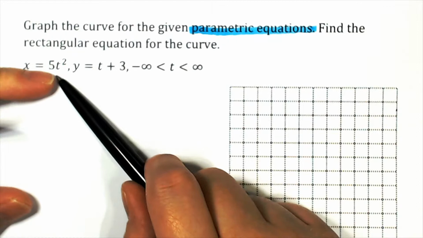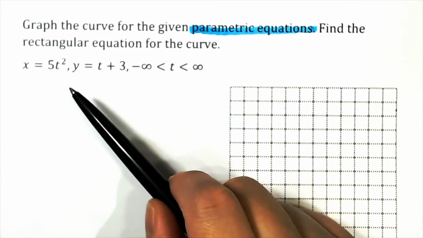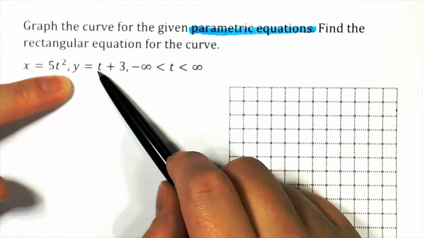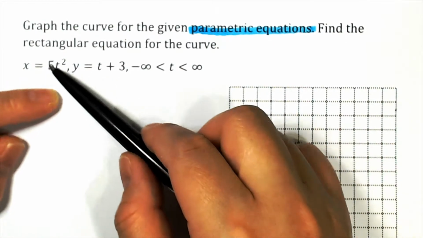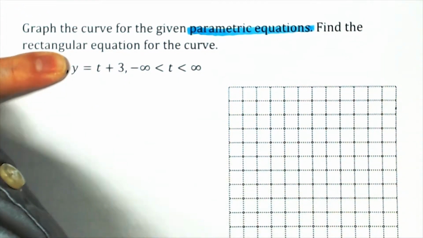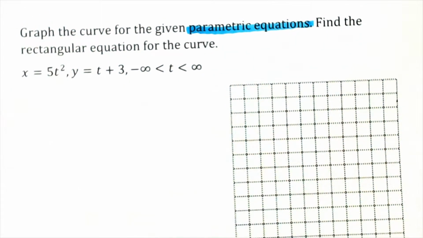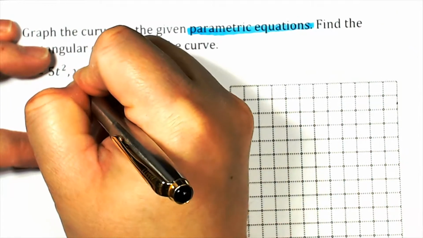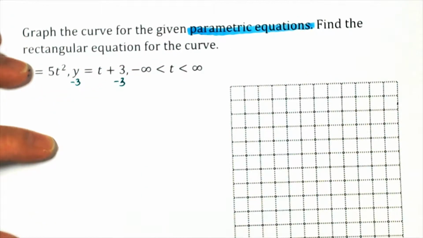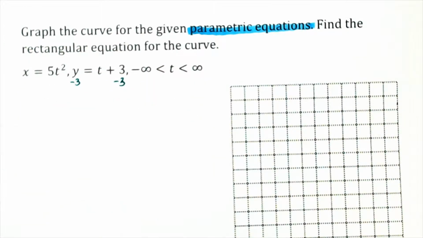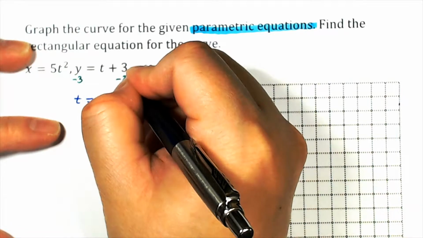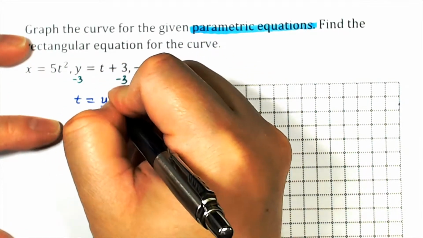This equation we can solve for t, this equation we can also solve for t, but it is much easier to solve for t in terms of y than to solve for t in terms of x. So I'm going to solve for t here. We can subtract 3 on both sides. So we're going to have t equal to y minus 3.